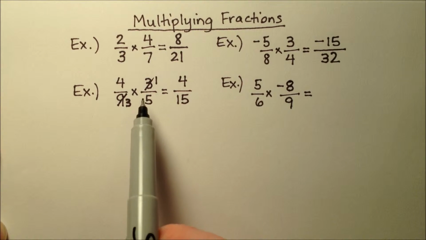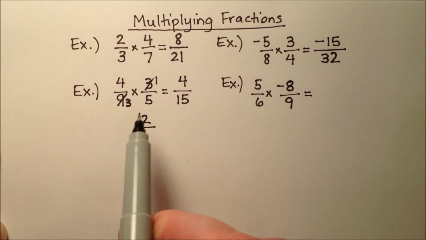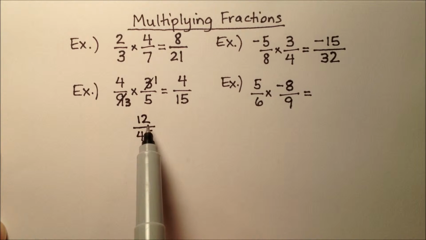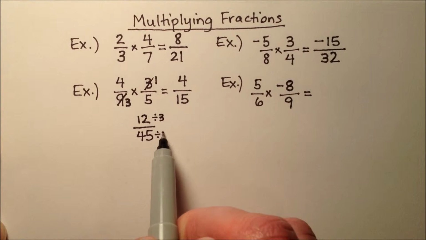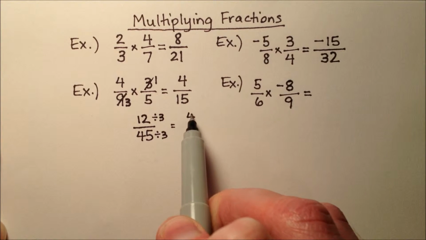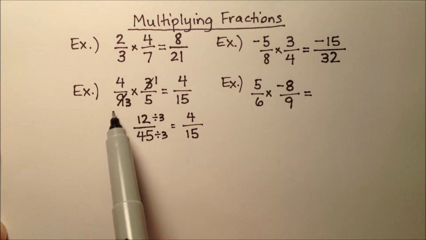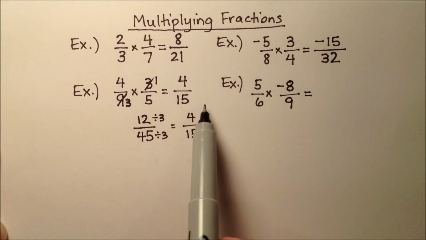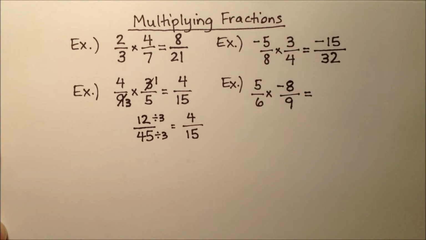Whereas, if I had not canceled out, I would have gotten 4 times 3, which is 12, over 9 times 5, which is 45, and I would have seen that 12 over 45 was my answer, but this is not a simplified fraction, because I can divide a 3 out of the numerator and the denominator, and I'll see that my answer will be 4 over 15. So this canceling from the top and the bottom is a method of simplifying our fraction before we multiply versus multiplying and then having to go through the process of simplifying our fraction.